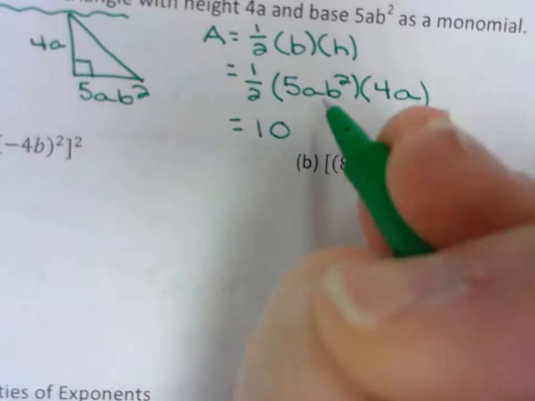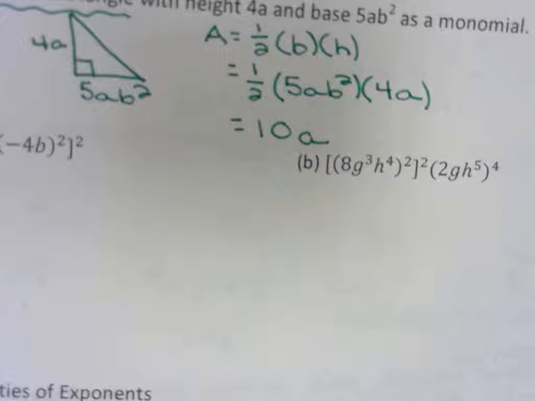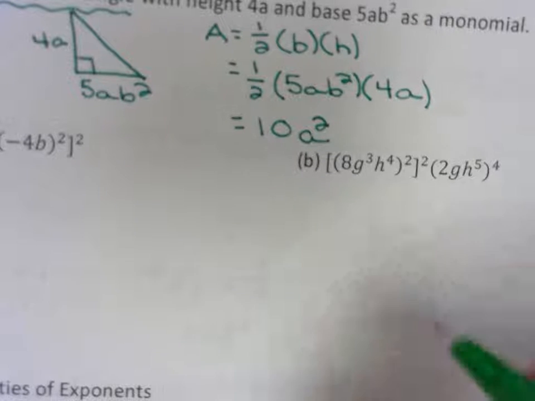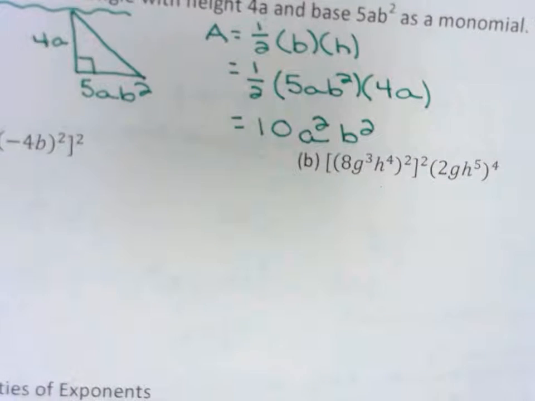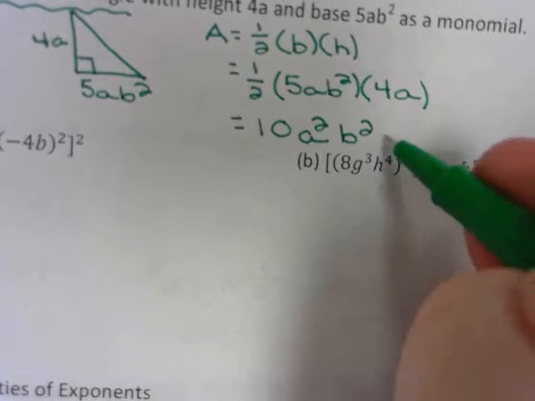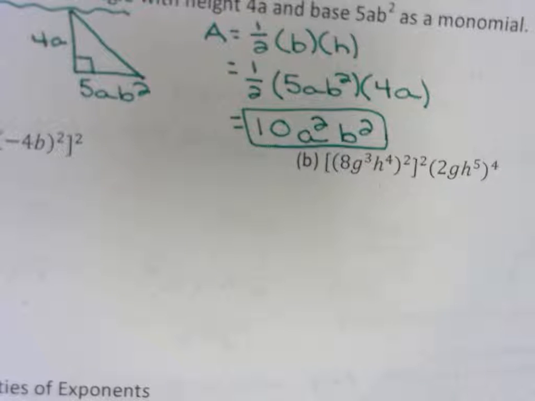Now let's try to simplify my variables down. This is going to be a to the, what do I do with my exponents when I'm multiplying? Add them. So this is a to the, and if I look at the b's, this is b to the second. I don't have any other b to combine it with, so it's just b to the second. Single whole number, no negative exponents, no repeating variables. And that is your monomial. Okay. Any questions on that?